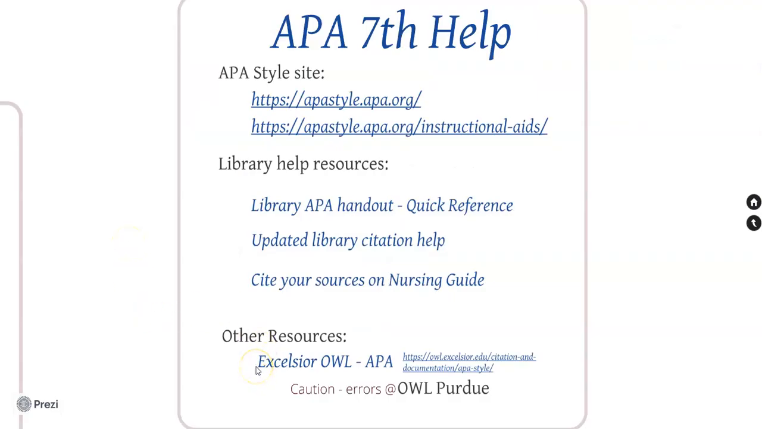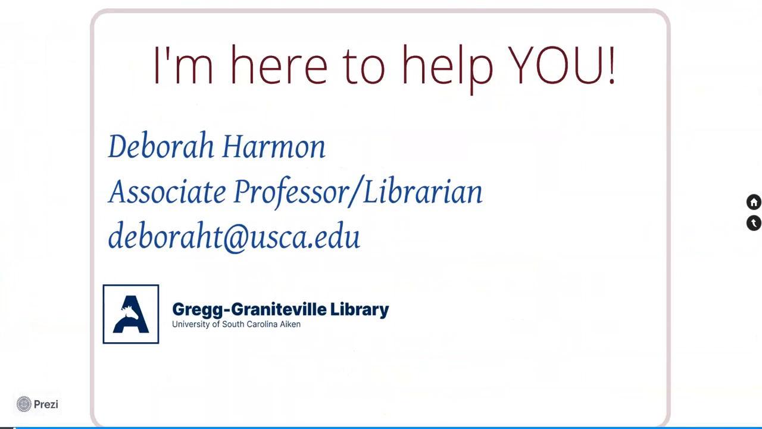If you do need a website other than APA Style or our resources, I would encourage you to potentially look at Excelsior OWL. There are some errors at OWL Purdue, so do be cautious. If you use the old OWL Purdue, choose Excelsior OWL over that. It's also done by Writing Room. It's really helpful.